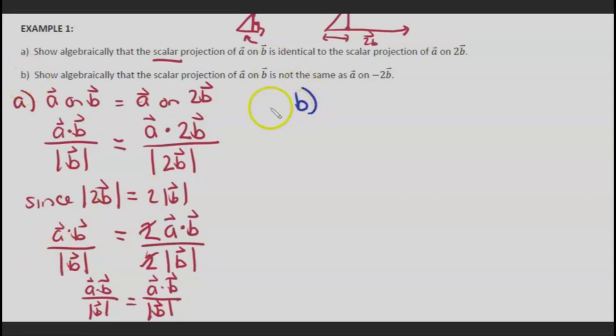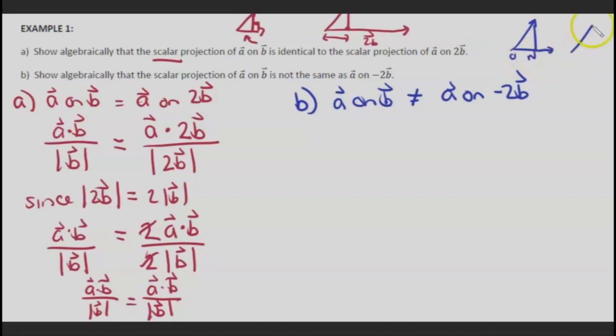Now part B: show algebraically that the scalar projection of A on B is not the same as A on negative 2B. So A on B does not equal A on negative 2B. Negative 2 means that vector B is going in the opposite direction. We just want to show that this projection, ON, is not the same as this projection.